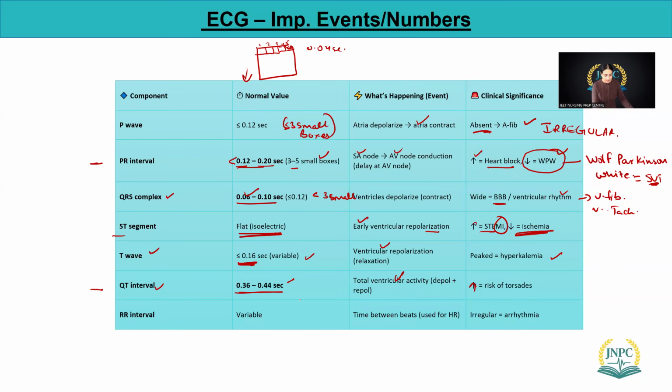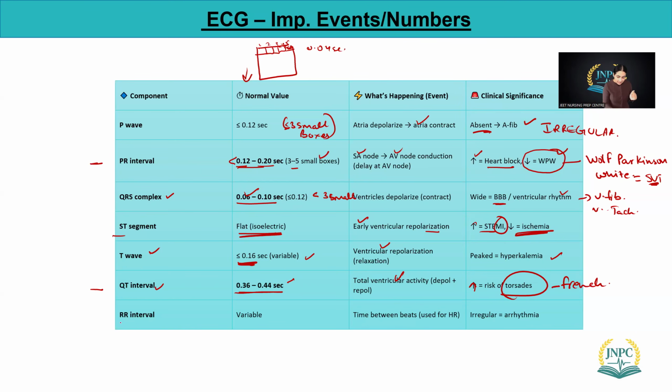So if it is too high, when QT interval is prolonged, think about one deadly rhythm, which is your torsades. Torsades, by the way, it's a French name. That's a funny name. Some people call it torsades de pointes. That's how it should be pronounced because it's a French name. So lots of twisting is there.